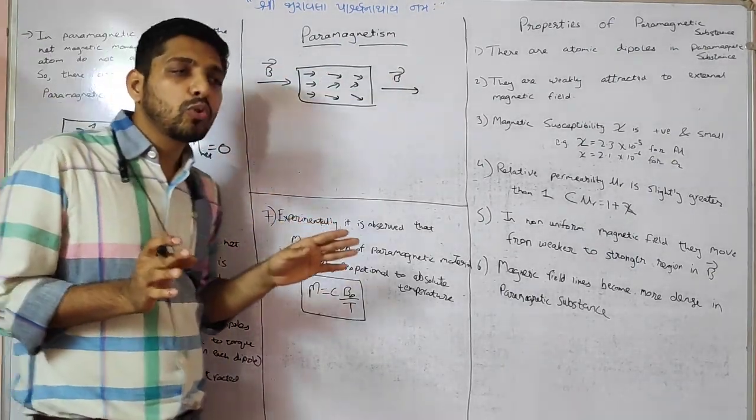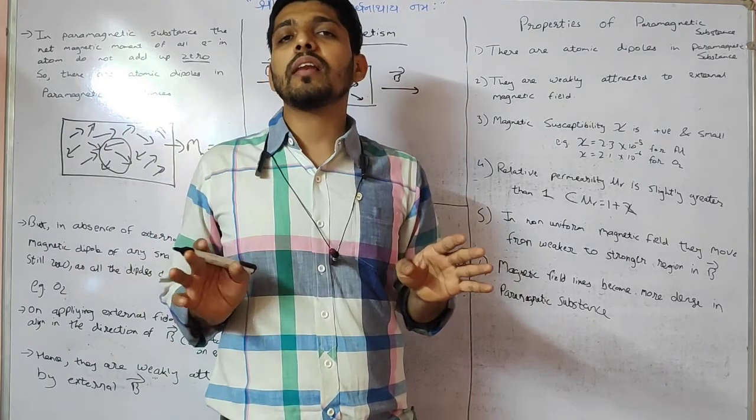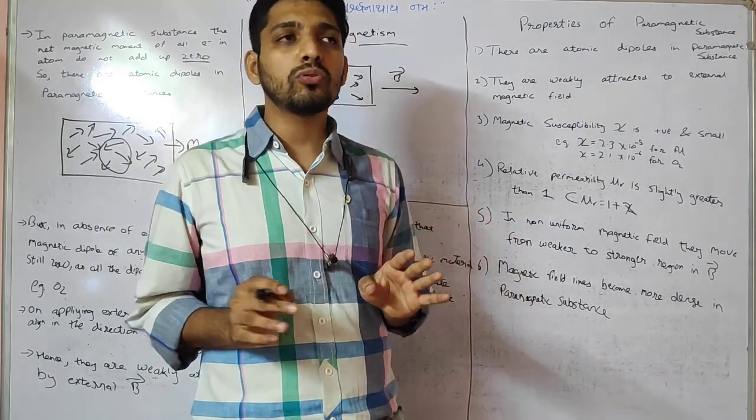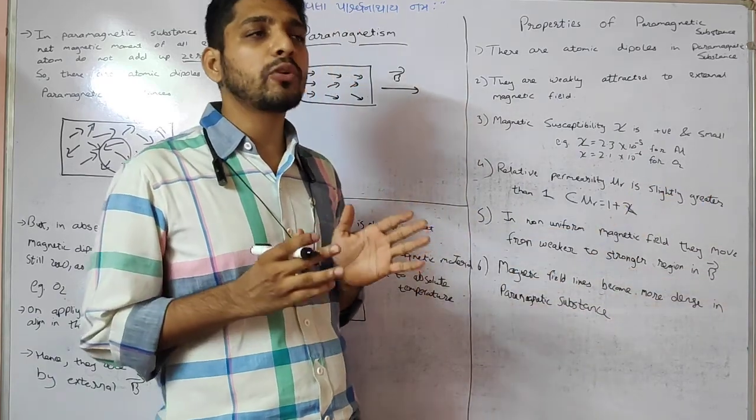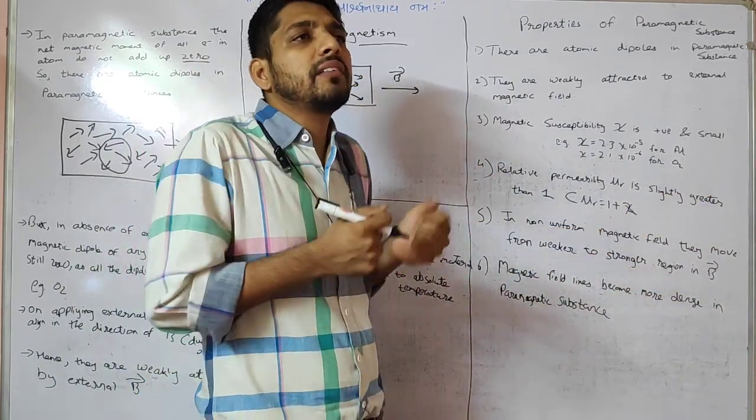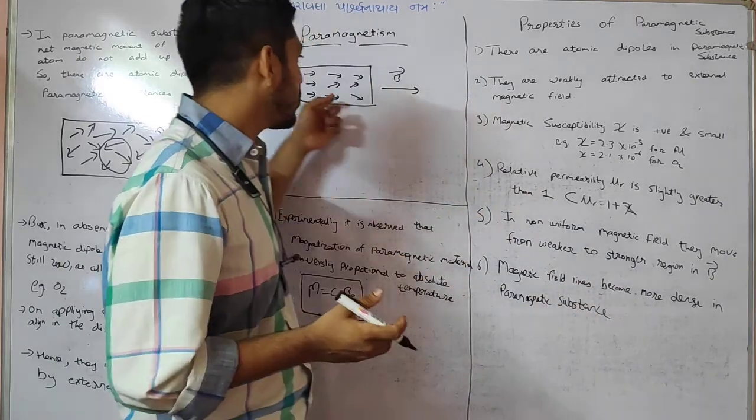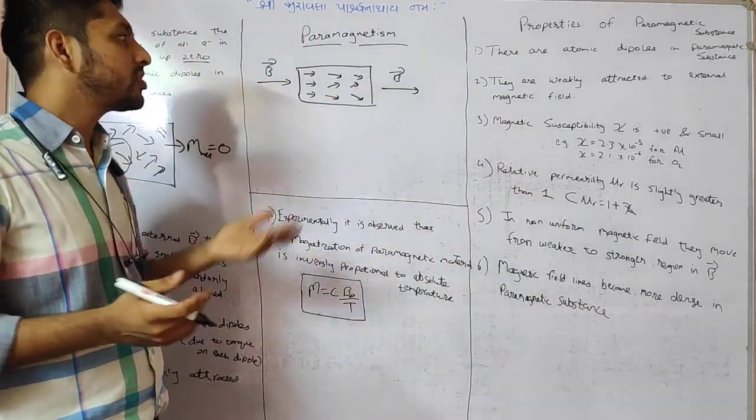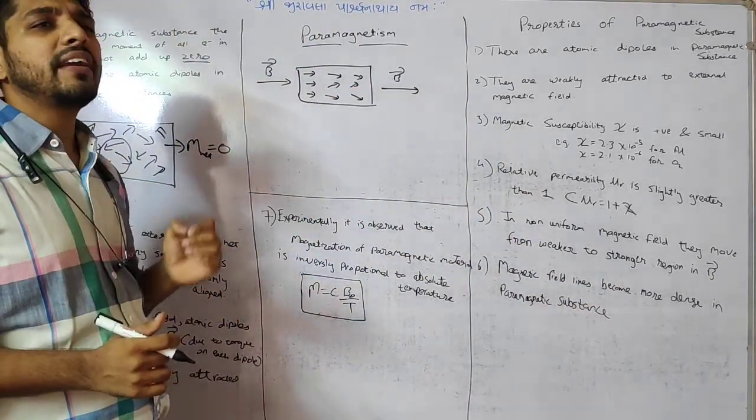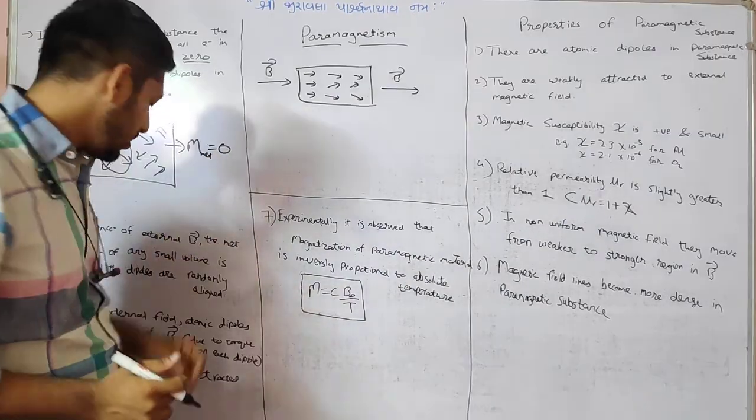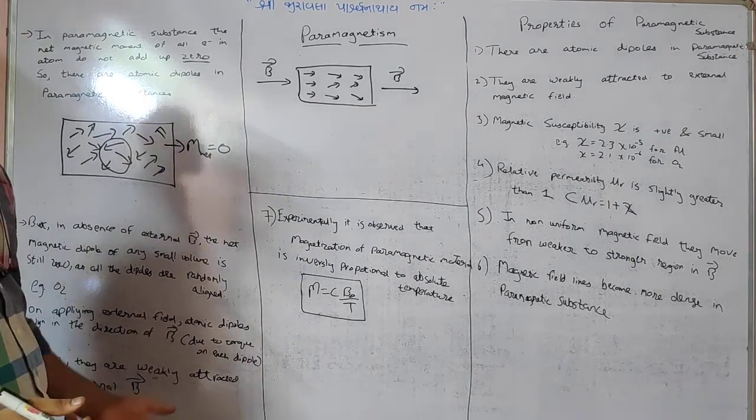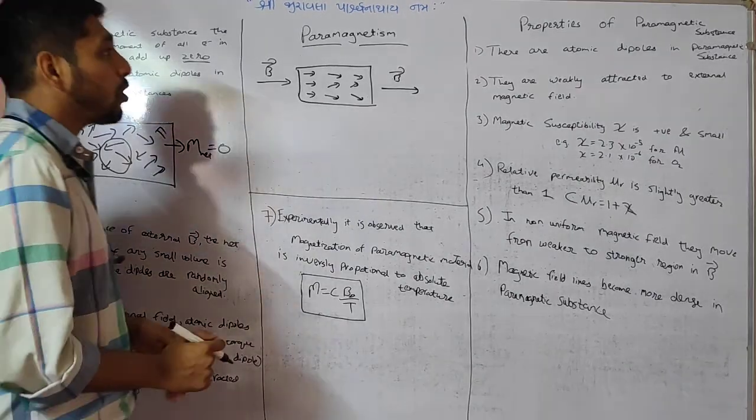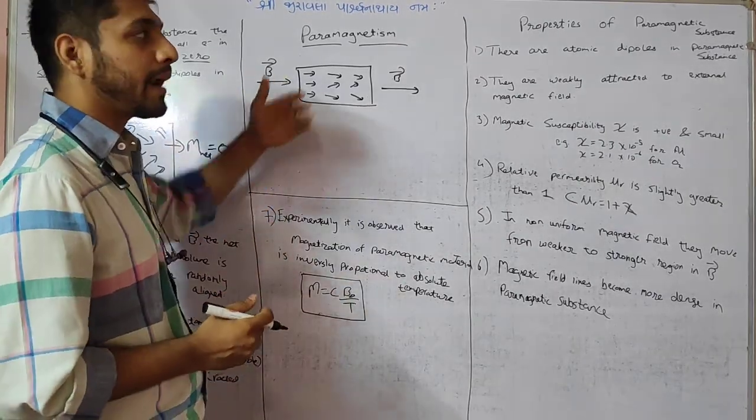Unless and until there was an external magnetic field, they were not aligned and the net magnetic moment was also 0. Which means that when some external magnetic field is applied to it, it tries to align and it gets attracted. It gets attracted because it is in the same direction as the magnetic field, but it is very weakly attracted. So here I have written, hence they are weakly attracted by the external magnetic field. So this was all about the origin of paramagnetism.